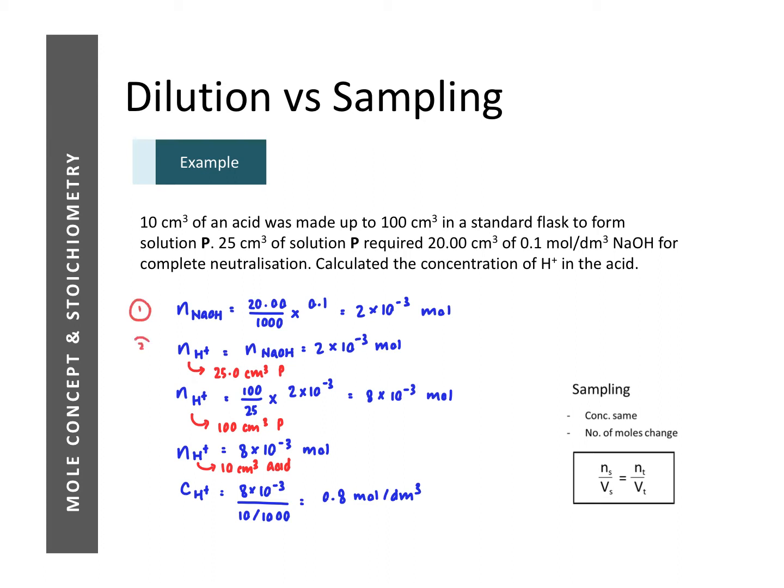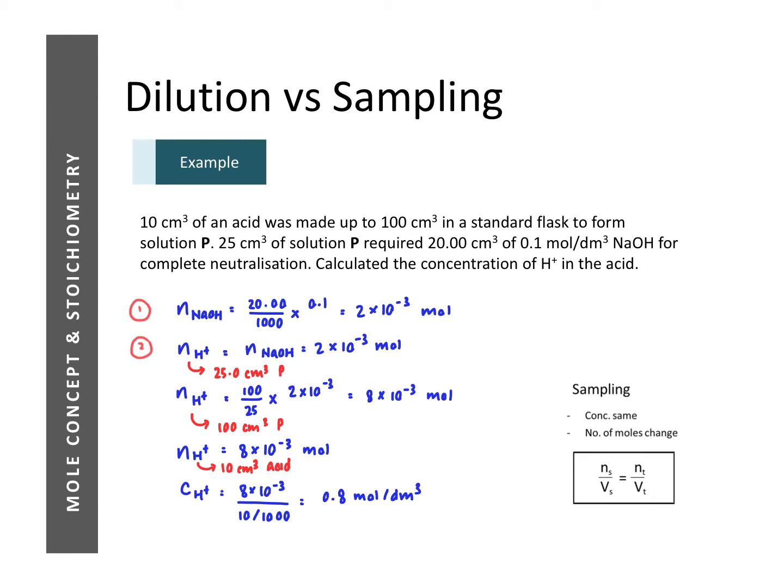Second C is to compare mole ratio. We need to compare the mole ratio between the hydrogen ions and your sodium hydroxide. So in a reaction like this, the ratio is 1:1. Meaning the number of moles of hydrogen ions is equal to the number of moles of sodium hydroxide, which is 2 × 10⁻³ moles. However, remember there is sampling involved. So in the titration, we took out 25 cm³ of solution P from a total of 100 cm³. So the number of moles of hydrogen ions that we have found is only in 25 cm³ of P.